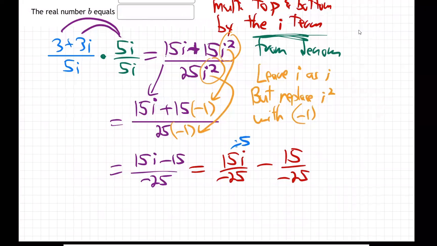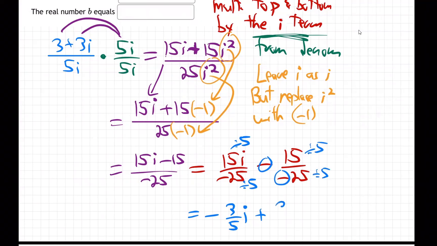Okay, now what? Now we reduce these fractions. Divide top and bottom by 5. So we're going to get -3/5 i. Plus, why plus? 2 negatives. And divide by 5 again. 3/5. See what happened right there? I just reduced those fractions. That is, divided top and bottom by 5.